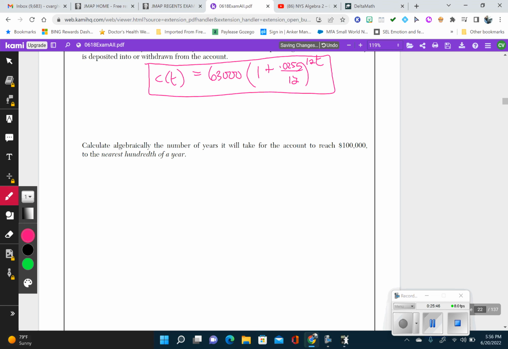Now it says calculate algebraically the number it takes for it to reach 100,000. So we're going to put 100,000 here. 100,000 equals, and we're going to write all of this down. 63,000 times 1 plus 0.0255 divided by 12 to the 12t power. So you could plug this into the calculator.